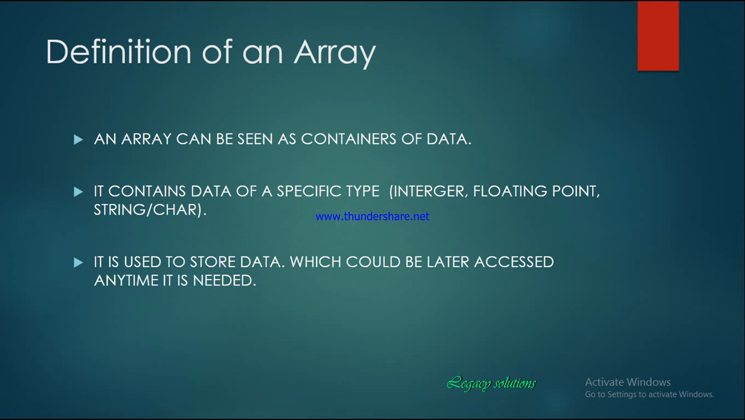So now an array can be seen as a container of data, something that has a set of data in it. You can store it there. It can be any particular type, though all must be related. It can be integer, floating point, string, or character. It can be used to store data, and it can be accessed later anytime it's needed, as I said earlier. You make sure that the data you're storing are related. It cannot be different types of data.